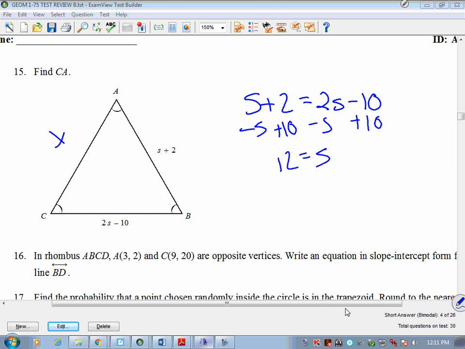Right, the mistake that people make is saying CA must be 12 then and stopping, right? Well, does either of these sides actually equal 12, or does just S equal 12? S equals 12. So what are we going to do with 12? Easier to add 2, right? So I know that this side is 14. I can check that out. 2 times 12 is 24, minus 10 is 14. All right, so CA equals 14.